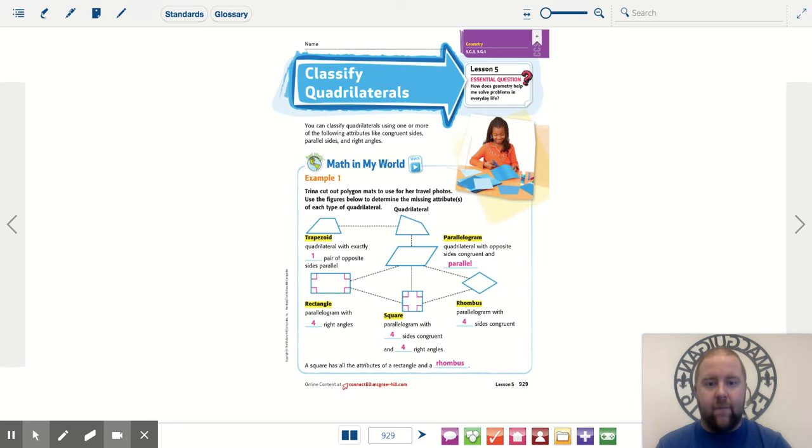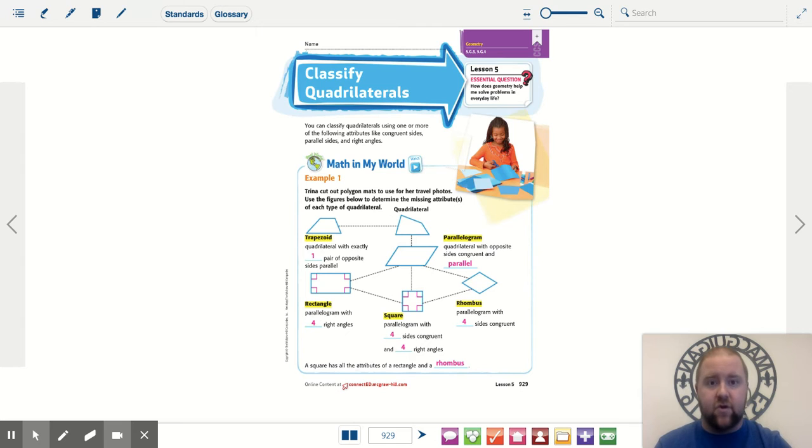Some of us look at the rhombus like, well, that kind of looks like a diamond or that kind of looks like a kite. The official name is a rhombus. And a rhombus is a parallelogram with four sides that are congruent. So again, we look at all these sides are equal. But it's also a parallelogram, which means it has congruent sides and the opposite sides are parallel.